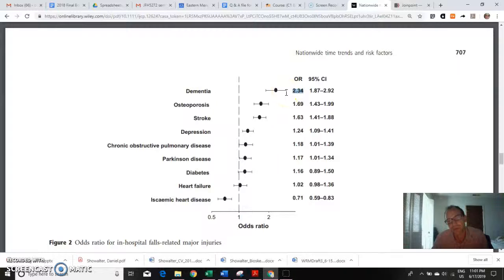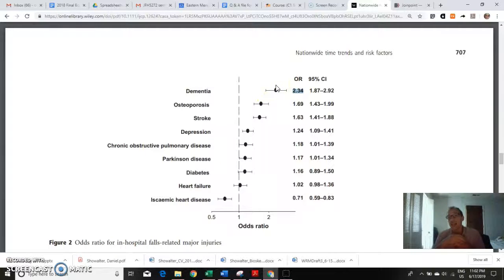Notice that 1 is not in between those two numbers. 1.00 is not in between these numbers. Visually, we can see that this line represents 1, and it's not in between these 2 points. It's not part of that confidence interval.